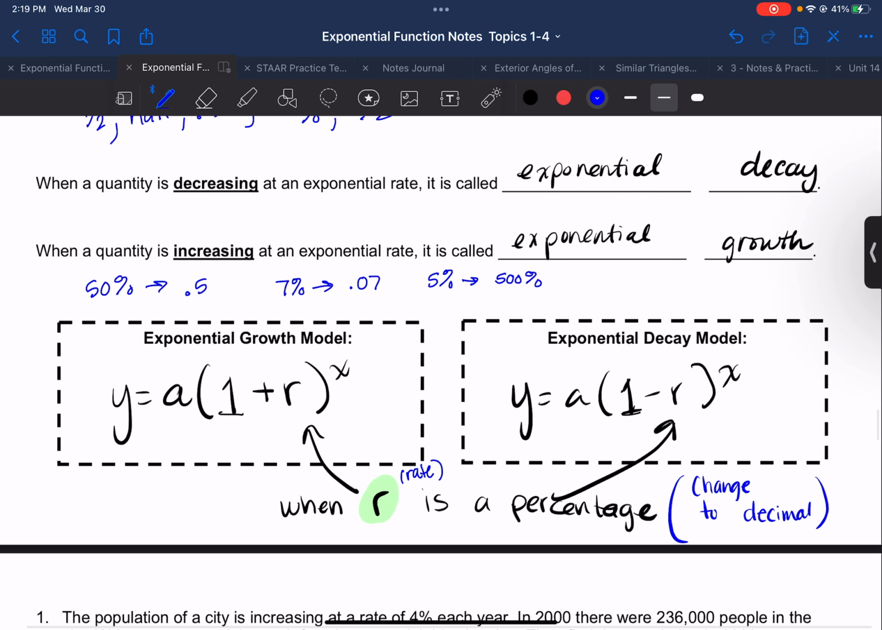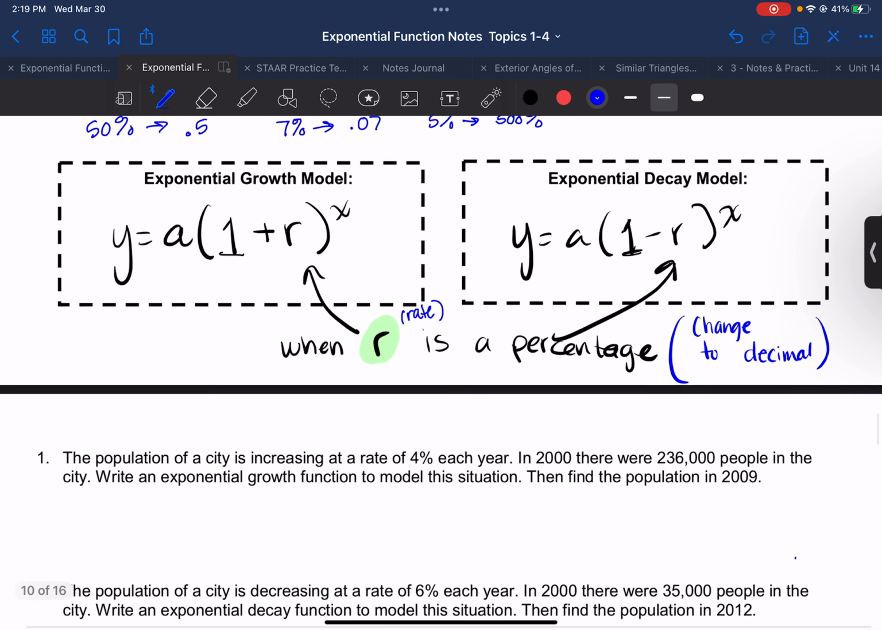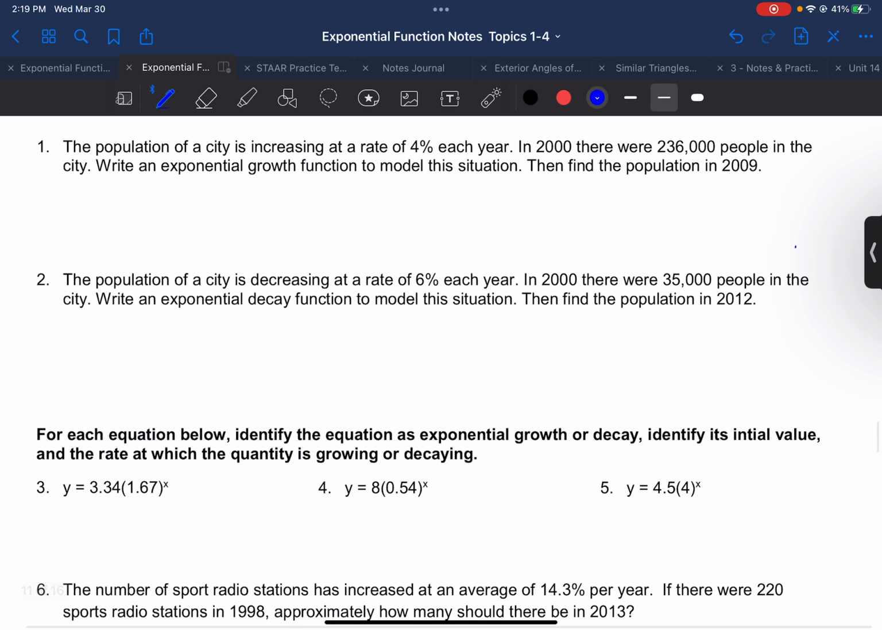So again, here are the two models we're going to use, the growth or decay model. Pause the video if I'm going too fast, write it down, and then let's get to the next problems. I'm not going to do all these problems. I'm only going to do a few, and then you can jump to the homework.